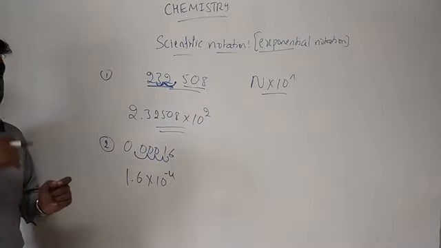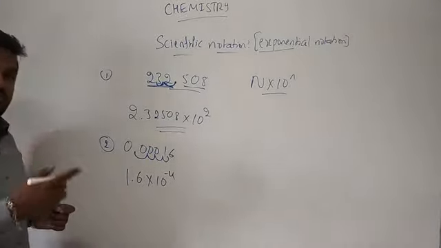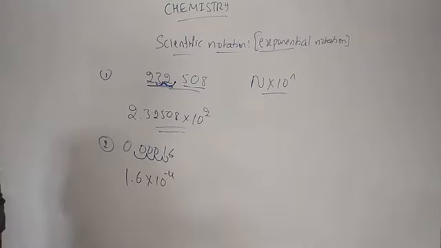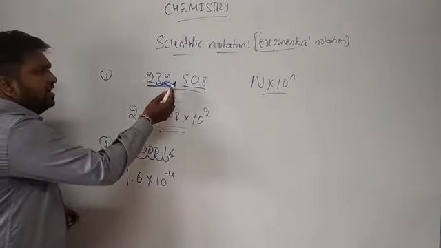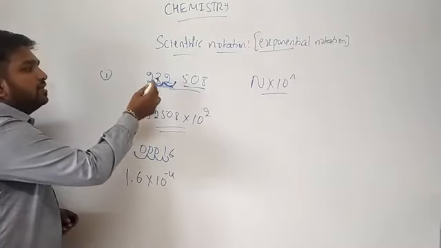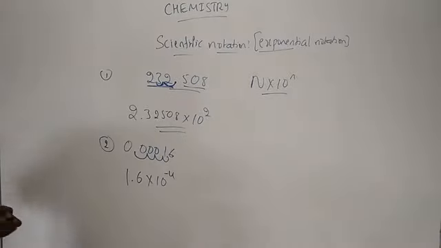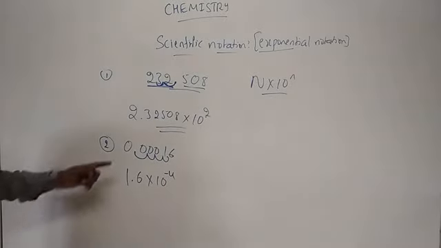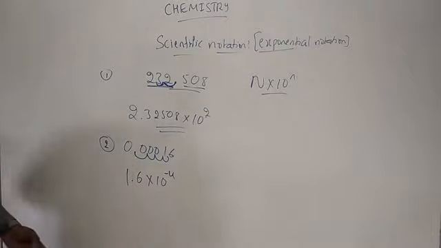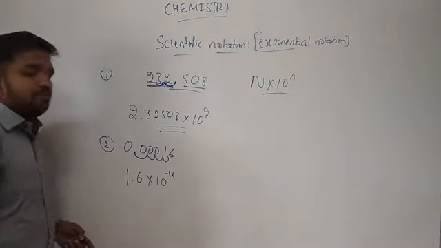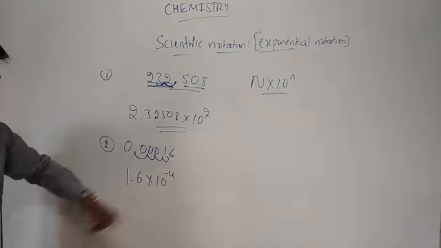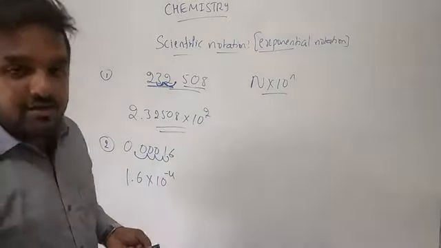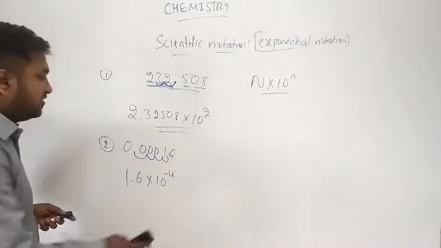When you are moving towards the right, going forward with the decimal point, the exponent will get a negative sign. But in the other case, you are moving the decimal point backwards, towards the left, so the exponent will get a positive sign. In this case, you need to move to 1.6, so we are getting a negative sign. Clear, students? So this is how we write a number in scientific notation.